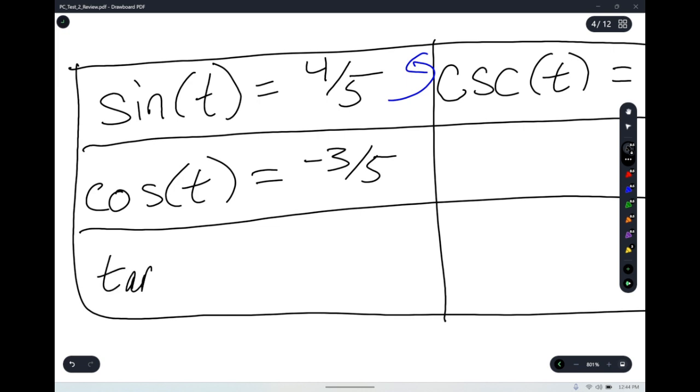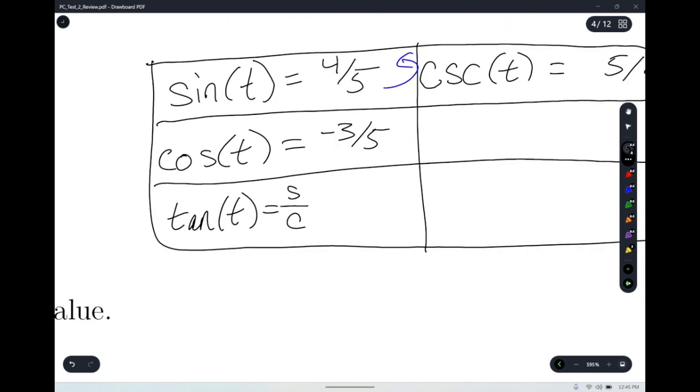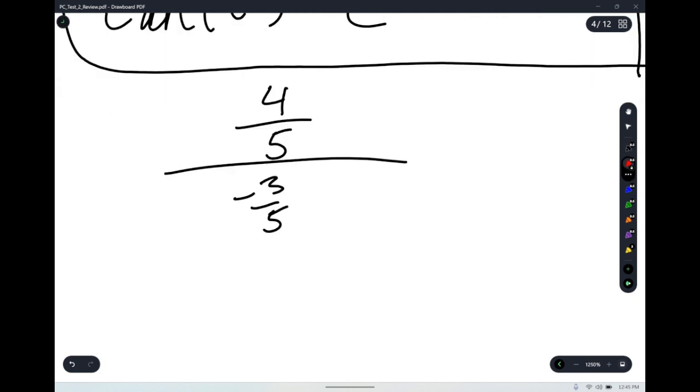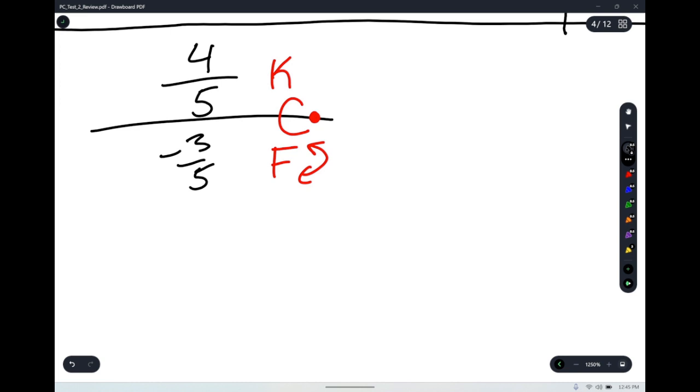Okay, then how do you do tangent? Sine over cosine. 4 over 5 over negative 3 over 5. And with fractions, keep the top alone, change division to multiplication, flip the bottom. KCF. So 4 over 5 is our keep, times sign is our change, 5 over negative 3. Something cool happens there. Bop, bop. We end up with negative 4 over 3.